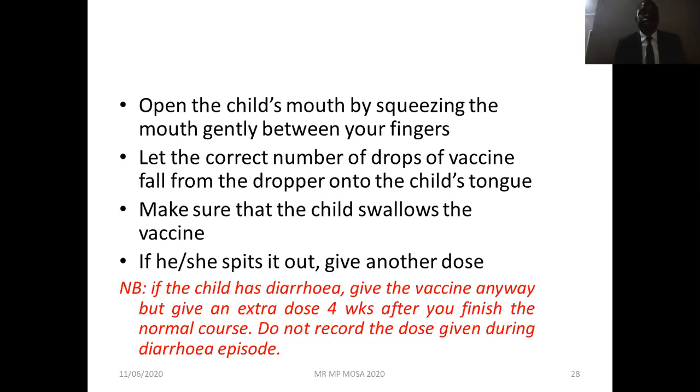So when the child tries to spit out the vaccine, you can still give another dose so that you are satisfied that the child has received the vaccine. Then if the child has diarrhea, we're saying you can still give the vaccine, but this dose is not recorded.